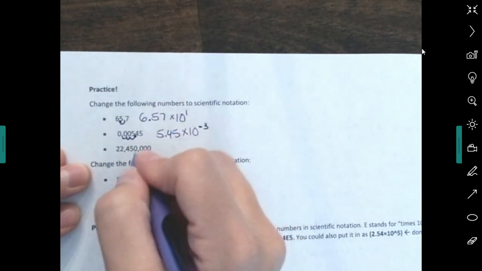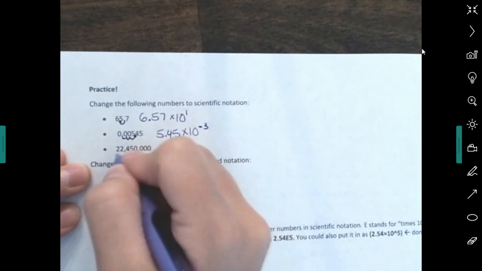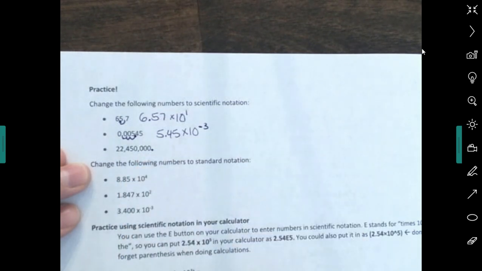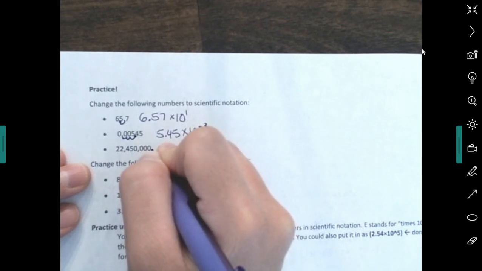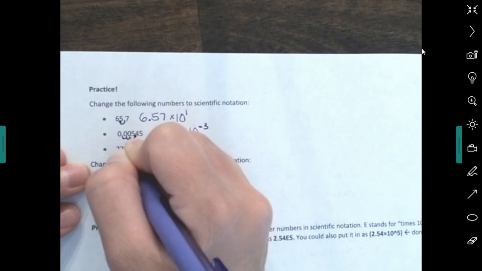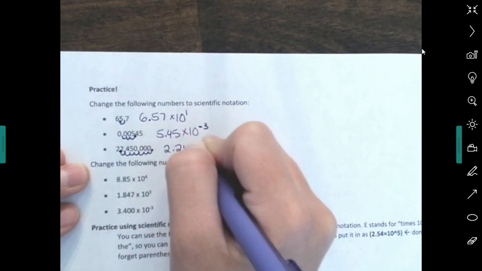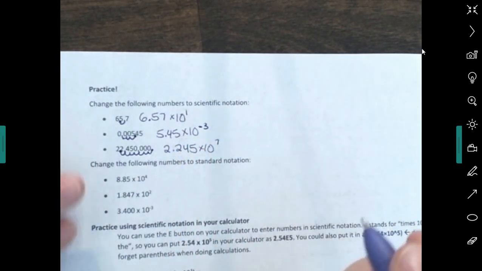This one, I don't see a decimal anywhere on here. That's because it's a whole number. So the secret invisible decimal is always at the end right there. So I'm going to move it until there's only one digit to its left. 1, 2, 3, 4, 5, 6, 7. I moved it 7 times. So it's going to be 2.245 times 10 to the 7th. And that's going to be a positive exponent because this is a very large number.